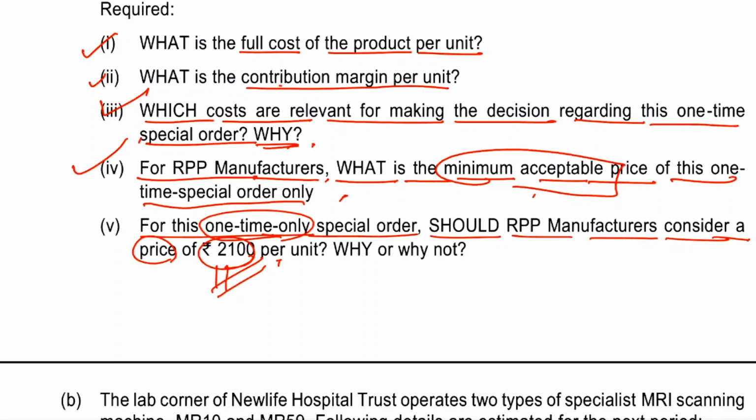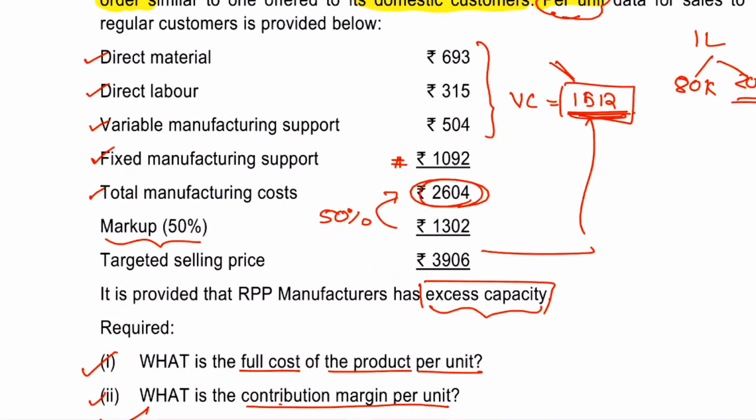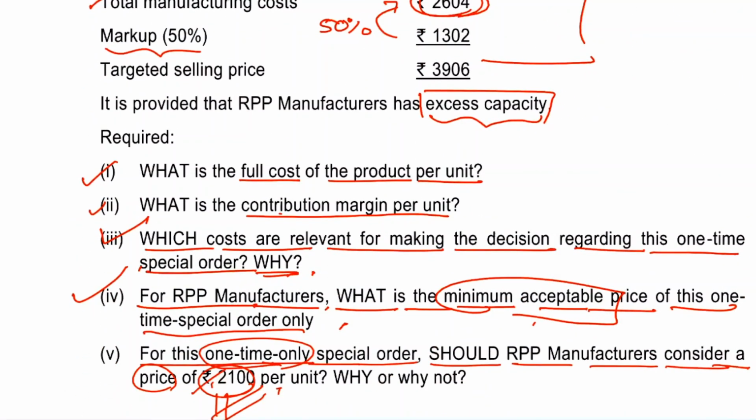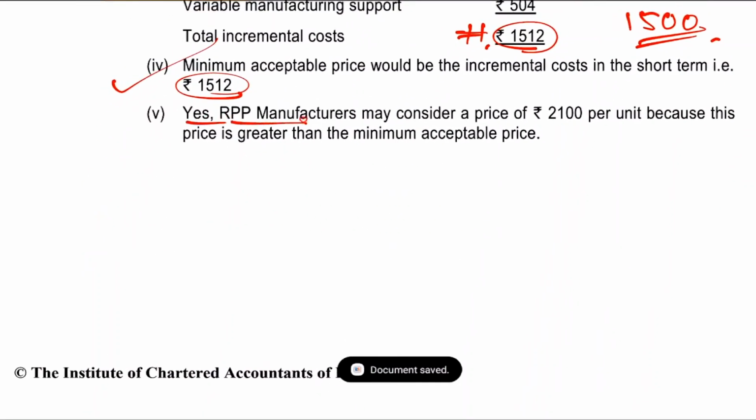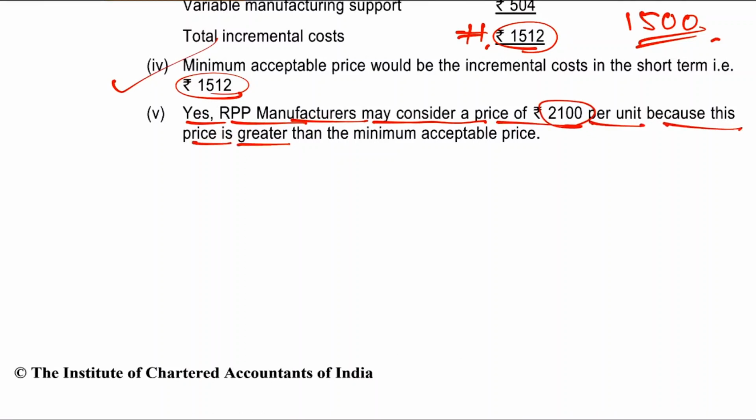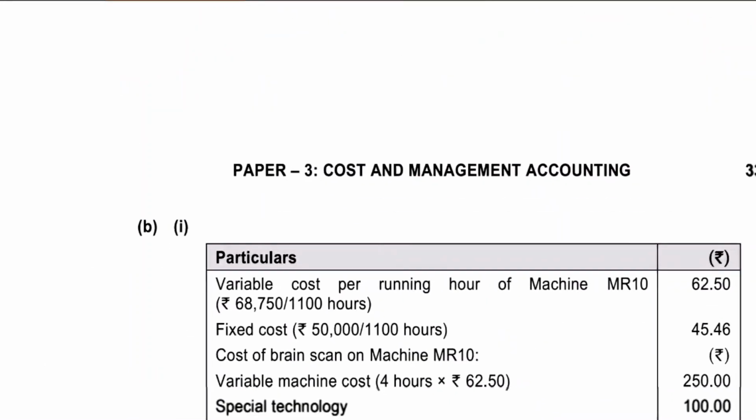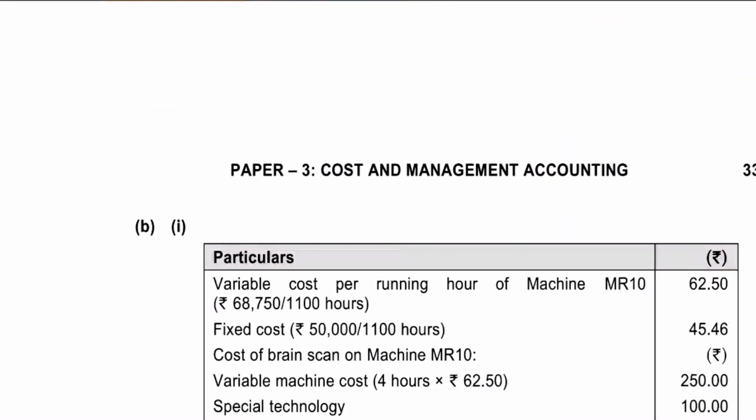Okay. So I will just say that my variable cost is 1512 and if the customer pays me 2100, which is below my selling price, still it is acceptable. It will contribute something. So yes, RPP manufacturers may consider a price of 2100 per unit because this price is greater than that minimum price. Clear? Chalo, let's go with the B part.